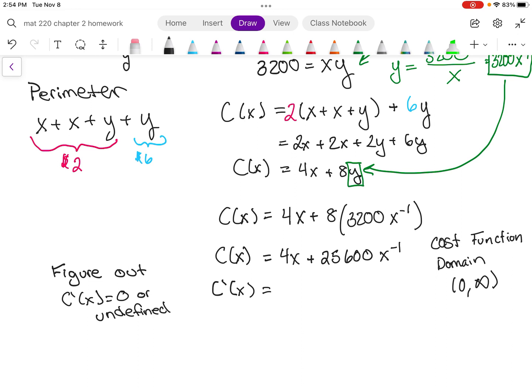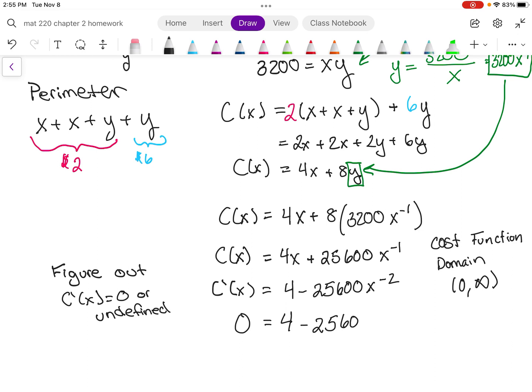And that's part of why I rewrote that one piece as x to the negative 1, because I now basically have a series of power terms which I can easily take the derivative of. So the derivative of 4x would be 4. The derivative of the second term would be minus 25,600 x to the negative 2. And I need to figure out where this derivative equals 0. So I'm going to plug 0 in for C prime of x. And I want to solve.